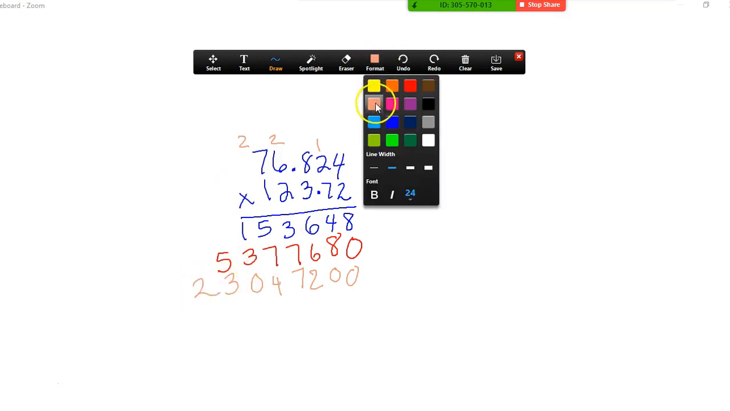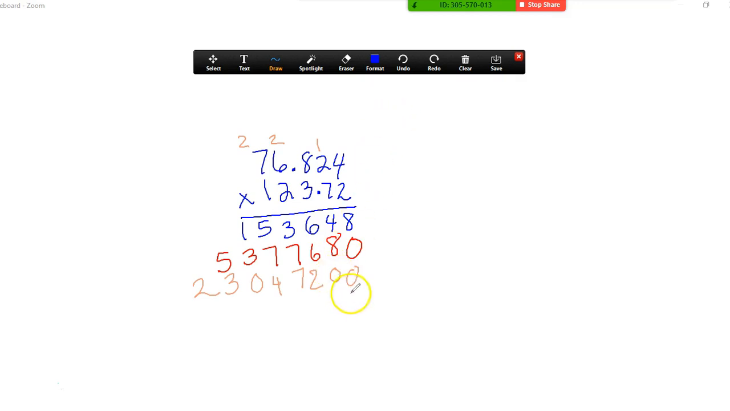Okay, now I'm going to change colors. Let's go to the third row. So there was 1 0, 2. Let's put 3 zeros right there. And now we're doing 2 times 4, which is 8. 4. 16. Carry a 1 here. And this would be 12 plus 1 is 13. Carry a 1. 14 plus 1, 15.